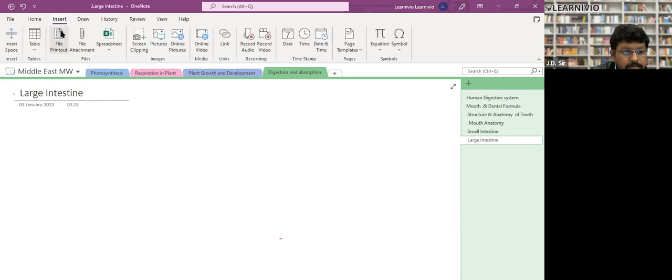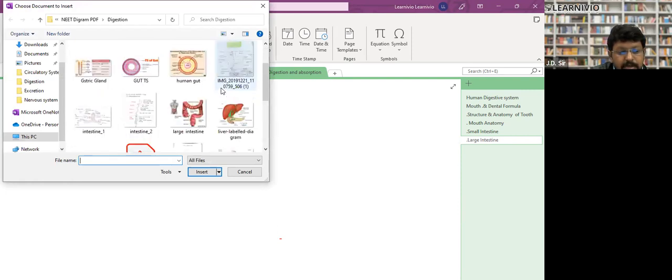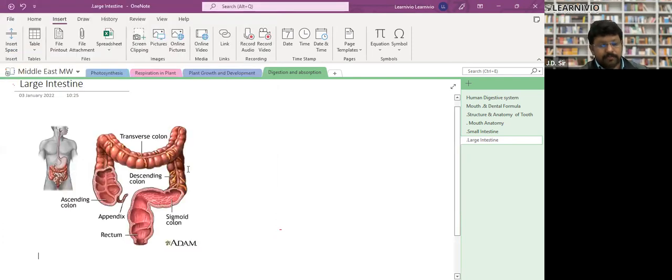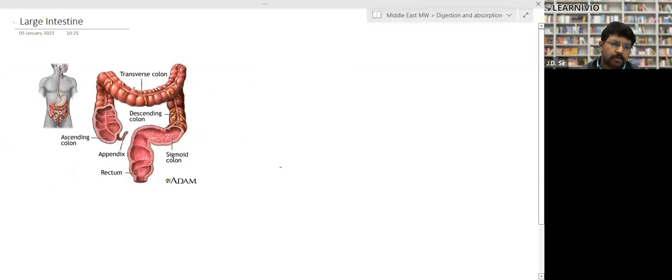Let me show the diagram. The function of the large intestine is very simple. It's not that difficult. So this is the structure of the large intestine. And this part is called the appendix. As we discussed at the start, the appendix is a vestigial organ. Along with one more thing, this is the colon part, right? This is the ascending colon, this is the transverse colon, this is the descending colon, this is called the sigmoid colon, and this is called the rectum part, right?